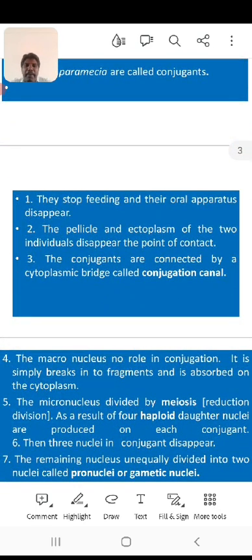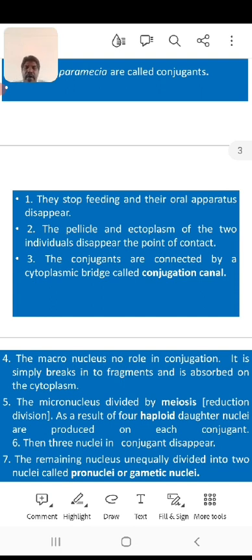Then the macronucleus has no role in the conjugation. Paramecium has two nuclei: one is the micronucleus, and the other is the macronucleus. The macronucleus has no role in the conjugation process. Why? It simply breaks into fragments and is absorbed into the cytoplasm. So there is no role of the macronucleus in the conjugation of sexual reproduction in Paramecium.